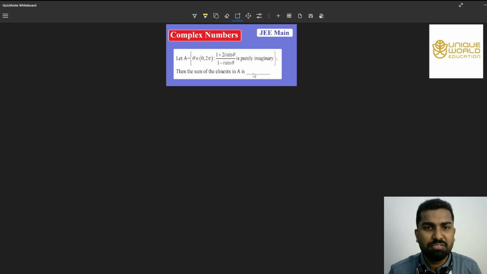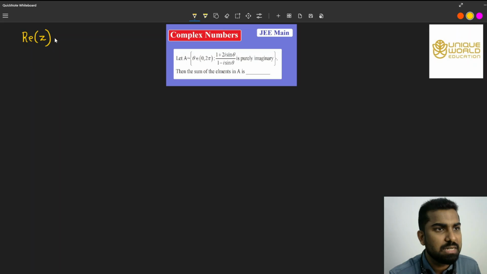As you know, if a complex number is purely imaginary, what does it mean? It means the real part of that complex number will be equal to 0, right? So they are mentioning in this question that the complex number given in the particular interval is purely imaginary. But we know a complex number has to be written in the standard form.